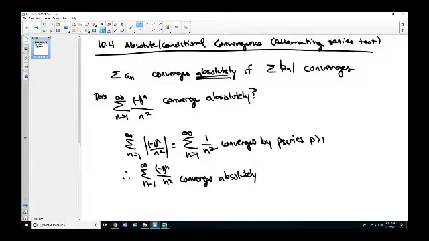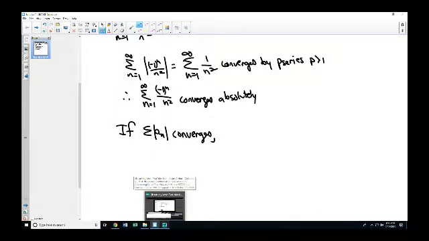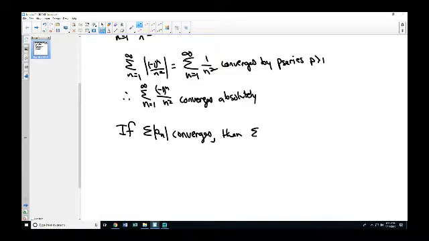Okay, here's what's nice about absolute convergence. If the series converges absolutely, then the series in general converges. So this is a way to show convergence for an alternating series. It's not the alternating series test. It's not as broad as the alternating series test, but it does help in specific cases.